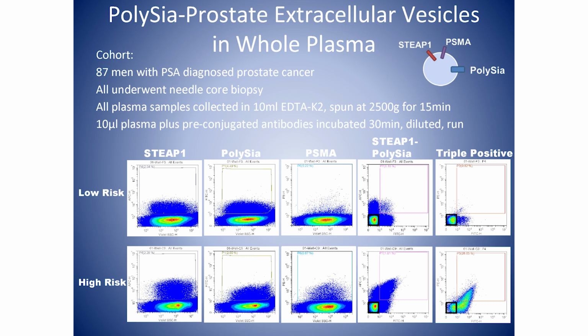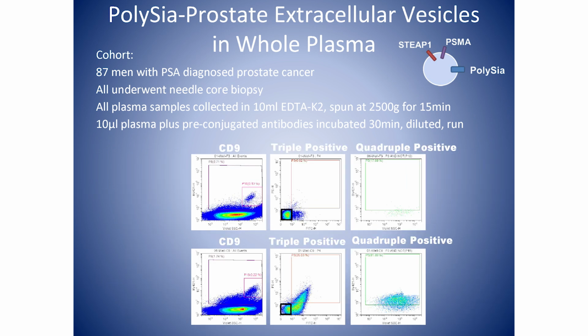Just to note, we also looked at a classical extracellular vesicle marker on these, to show once again that these are indeed vesicles. You can see here with CD9 that a lot of these triple positive events also localize with a CD9 marker, once again suggesting that they are extracellular vesicles that have been released from the prostate.